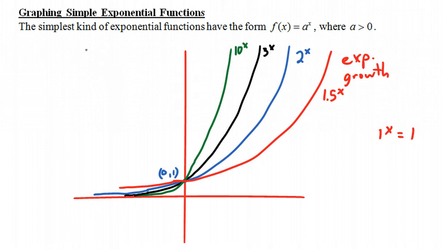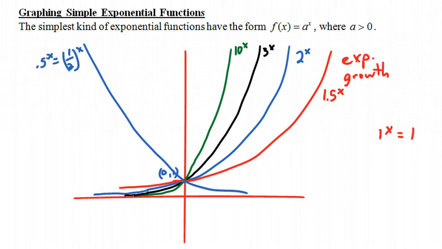So if we're going to draw this, let's see if I can do this well here. 1/2 to the x looks like this, and that's the same thing as 2 to the negative x. Notice it's just the flip of this across this line. So another way of writing that would be 0.5 to the x. In here, for this function, we get exponential decay.